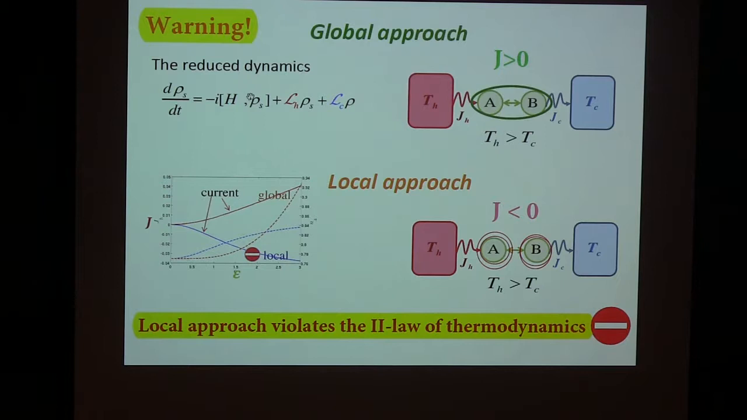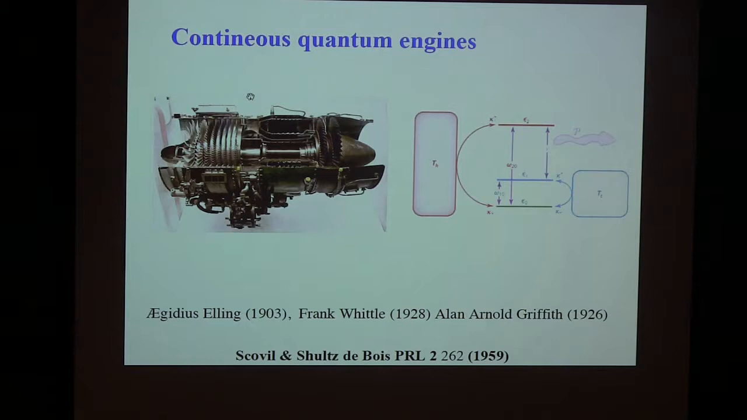Okay, so now let's go to some quantum devices. The first devices that I'm going to talk about are continuous quantum engines, which we have this example of this three-level amplifier, or you can say it's analogous to this jet engine, which works continuously all the time.